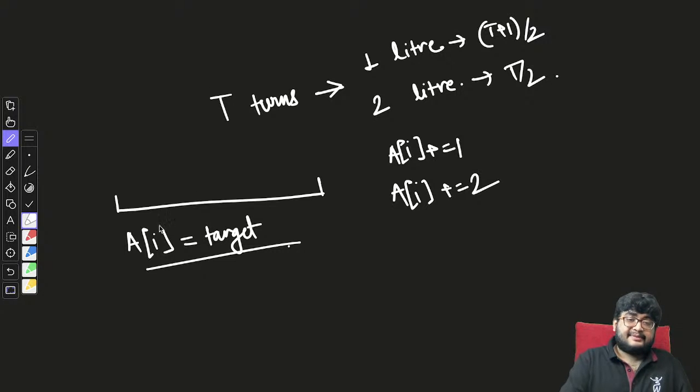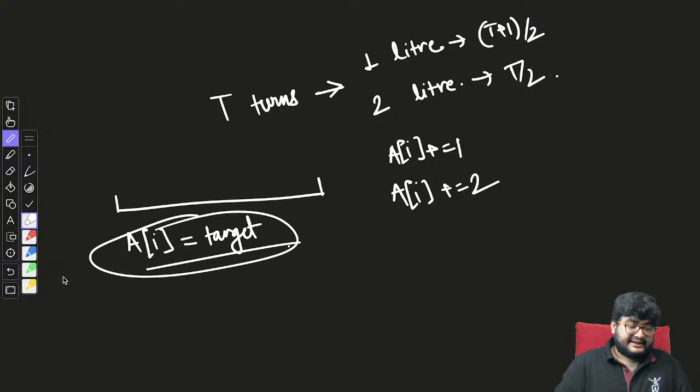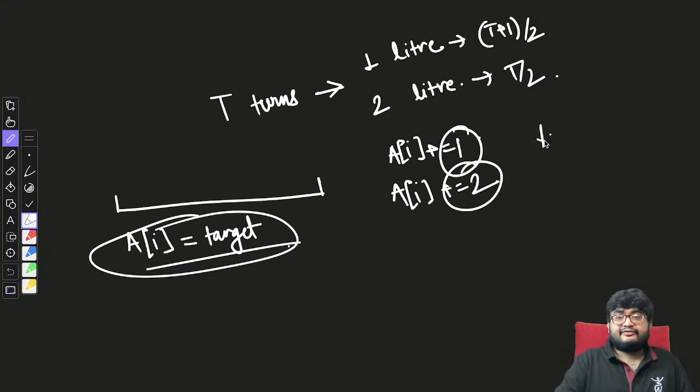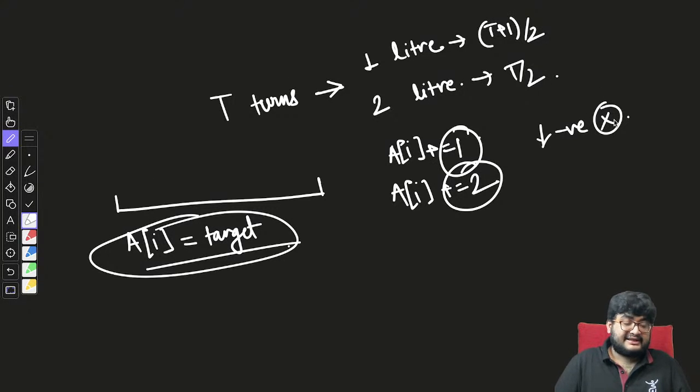All the elements will become this value, right? A equals target. What can be that? Median. Okay. Think about it. We only have plus 1 and plus 2. We do not have negative moves. Negative moves are not there. We can only increase. So what should be the target for which all of them can become equal?